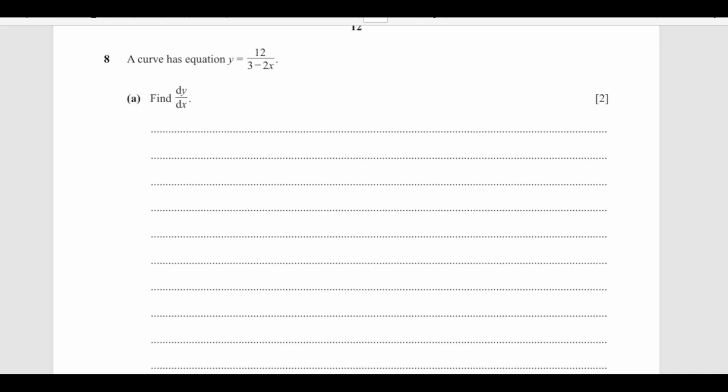Question number 8, a curve has equation y equals 12 over 3 minus 2x, find dy over dx. So, we need the derivative. I am rewriting this equation as y equals 12 times (3 minus 2x) to the power negative 1. Now we will differentiate: dy over dx is going to be 12, then minus 1, (3 minus 2x) to the power minus 1, then the derivative of the inside of the bracket, that is negative 2.